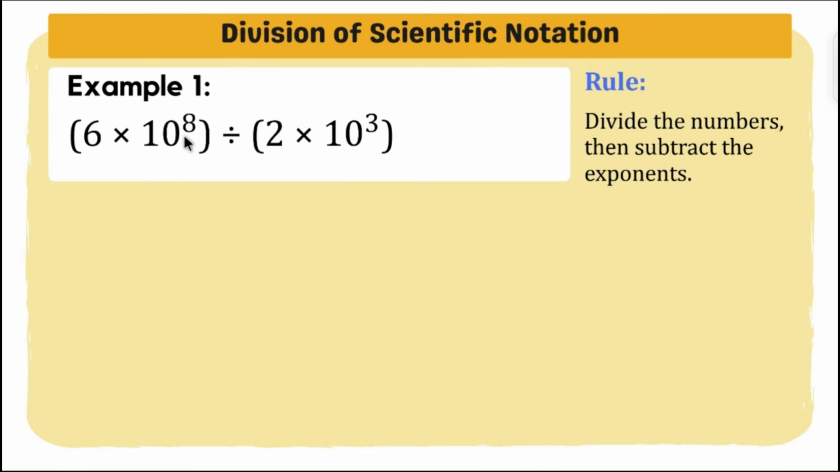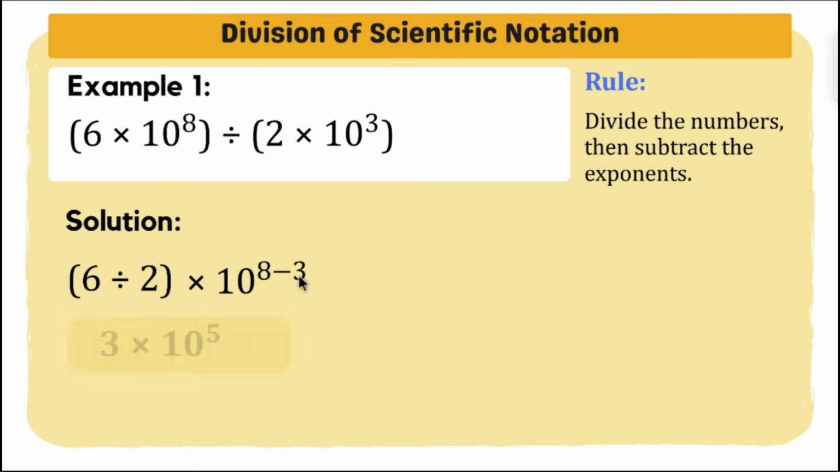6 times 10 raised to 8 divided by 2 times 10 raised to 3. So again, divide lang po natin yung mga numbers. We have 6 and 2. So, i-divide lang po natin siya. 6 divided by 2. And then for the exponent, instead of adding, we are going to subtract. Okay? Opposite po ng multiplication. 8 minus 3. Therefore, our answer, 6 divided by 2 is 3. And then, 10 raised to 8 minus 3. Kaya magiging 10 raised to 5 na po siya. Okay? That is our final answer.